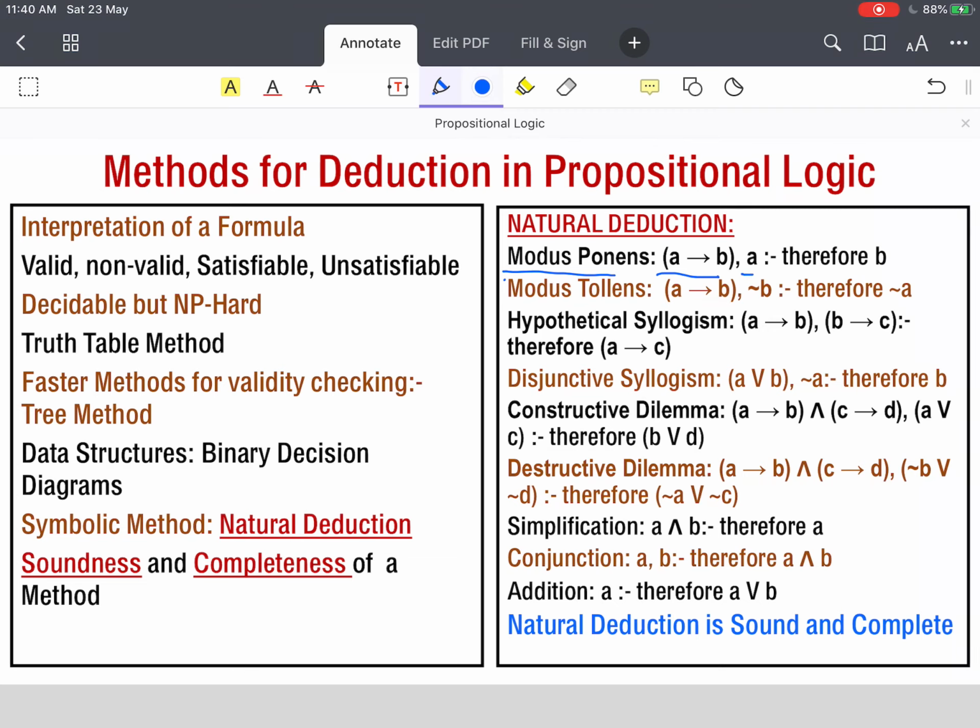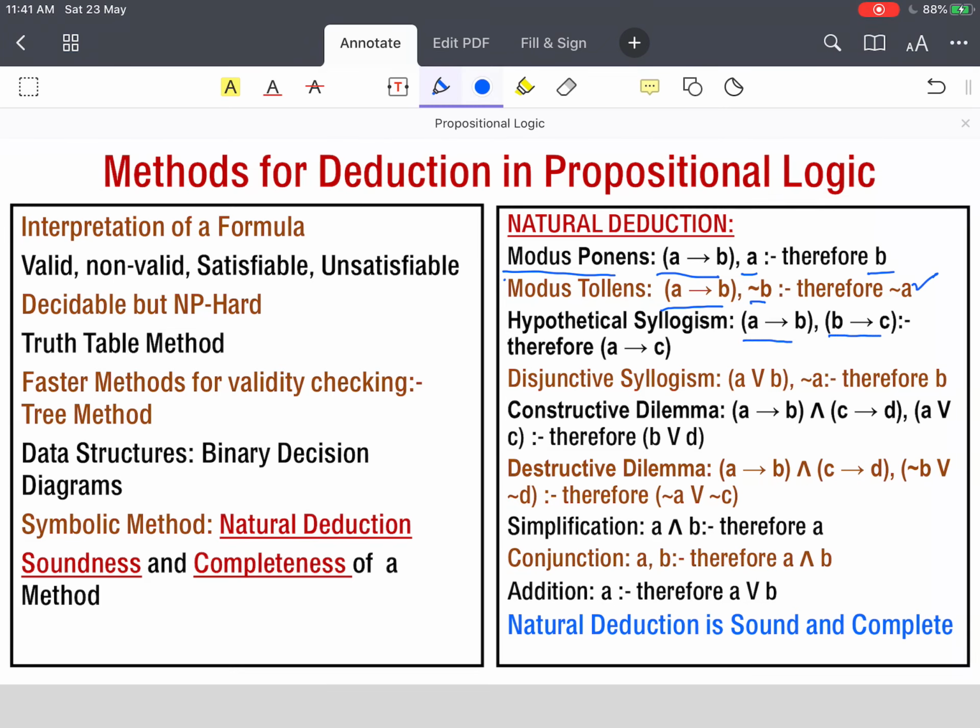The first rule is called modus ponens. Modus ponens says if A implies B is given and A is given, then B is also true. Modus tollens says if A implies B is given and not B is given, then not A is true. It can easily be proved. We know that A implies B is true and we know that not B is true. If not B is true, then obviously if A was true, then B would have been true. Therefore, not A has to be true.